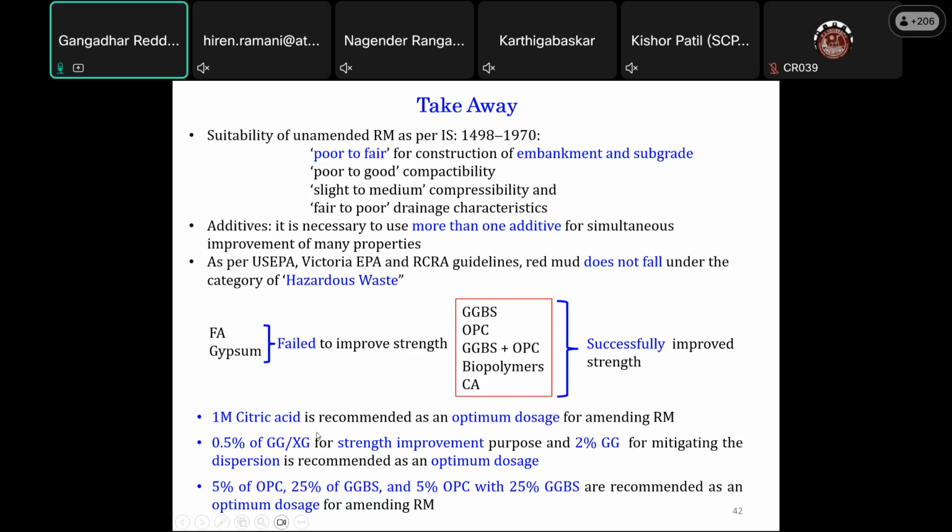We can also use 1 molarity of citric acid so that we can make some kind of neutralization study. Biopolymers at 0.5% to 1% are good enough for strength as well as dispersion. So the final recommendation you can see is that 5% of OPC and 25% of GGBS can be used for any kind of red mud stabilization.